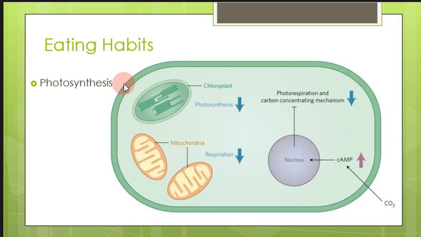They do eat by photosynthesis. How do they eat? Photosynthesis. They make their own food. They're autotrophs. And this is just showing you here their little chloroplast in there, with their mitochondria, their nucleus. Remember, they have membrane-bound organelles.